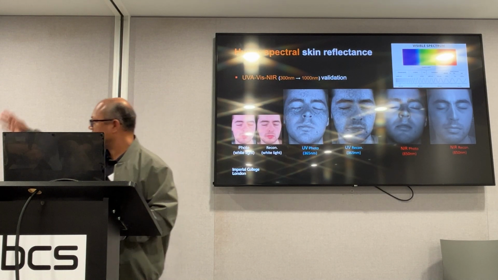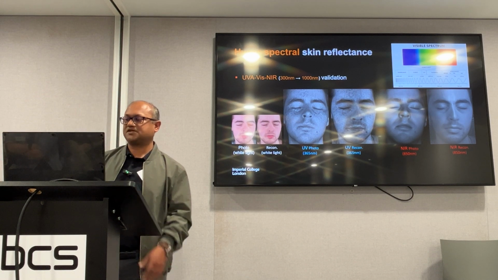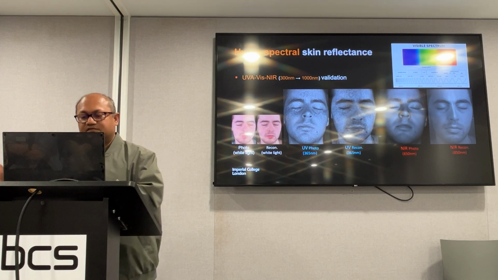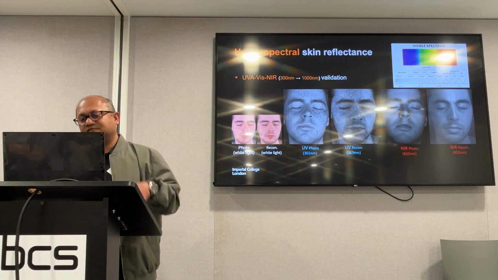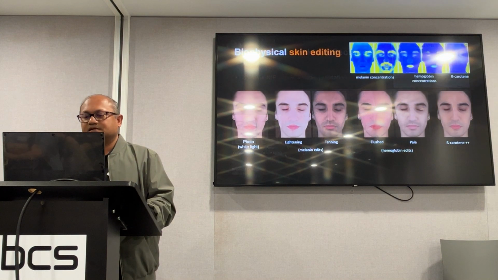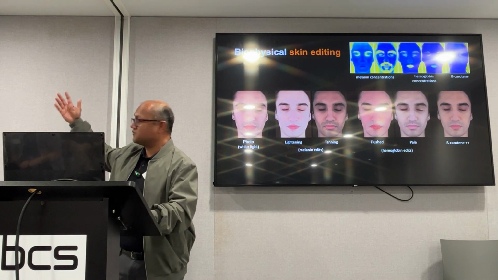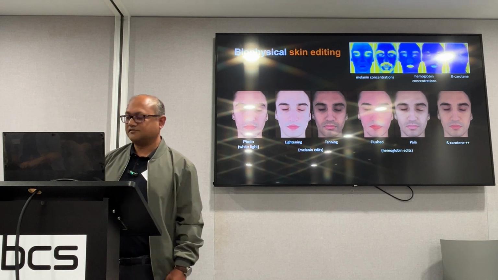Here's some validation. The model prediction is on the right. The actual photograph of the subject under infrared and ultraviolet is on the left. So again, visible light measurement, but hyperspectral prediction. And of course, if you have chromophores, you can do chromophore-based editing of melanin and hemoglobin to produce different effects.